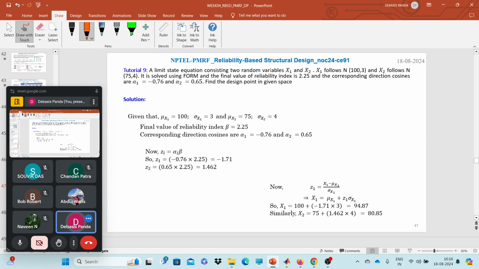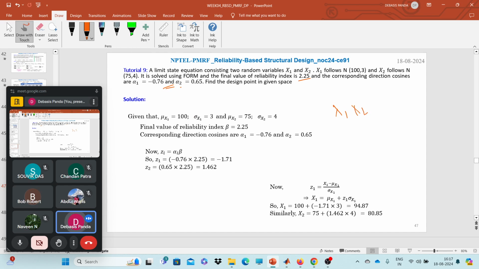Like we have two random variables, x1 and x2, that follow normal distributions, and the final value of the reliability index beta is given. The corresponding direction cosines are given. Find out the design point in the given space. So tell me how you can find it out.